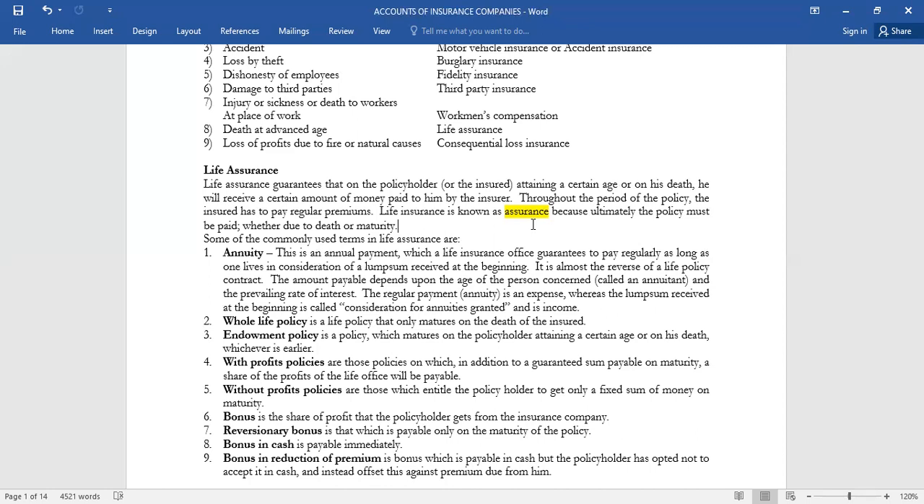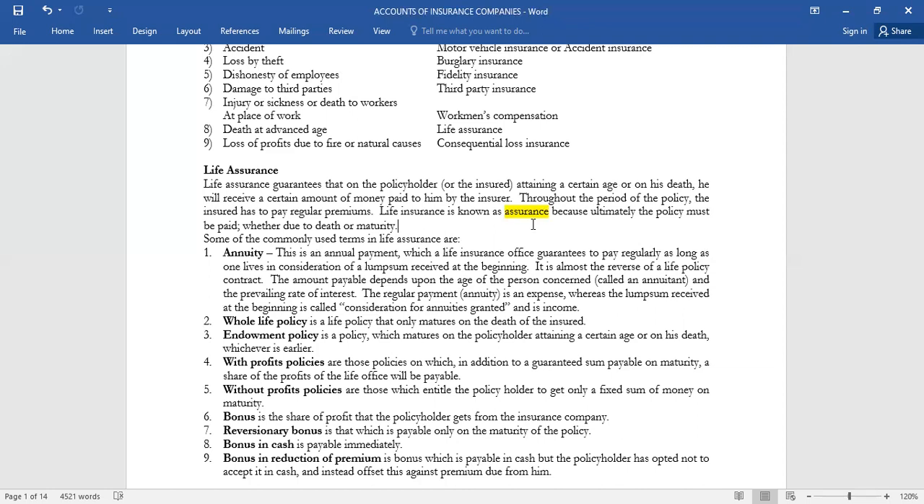Then we have the whole life policy. And whole life policy is a policy that only matures on the death of the insured. So unlike annuity that is regularly paid, whole life policy will be put into consideration upon the death of the person who is insured. Then we have the endowment policy, and this is a policy that matures on the policyholder attaining a certain age. Most insurance companies will peg this age at 75 or 80. So what happens is, upon attaining an age of 80, the endowment policy is said to have matured. So you'll be compensated. If death comes earlier, you'll be compensated. That's why we are calling it an assurance.